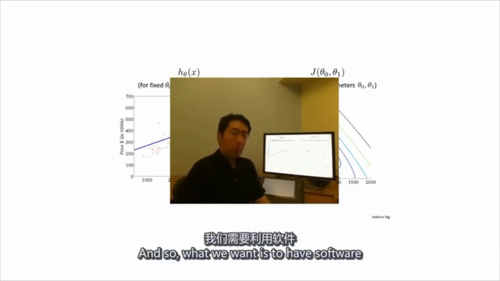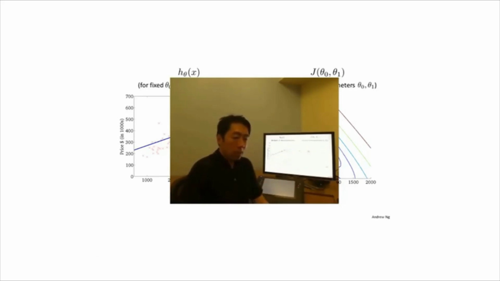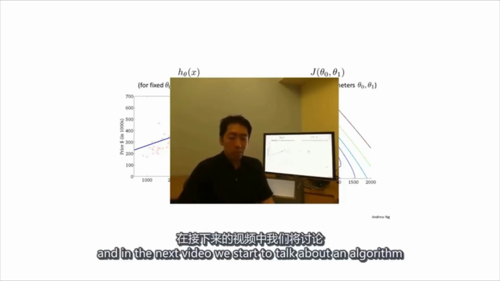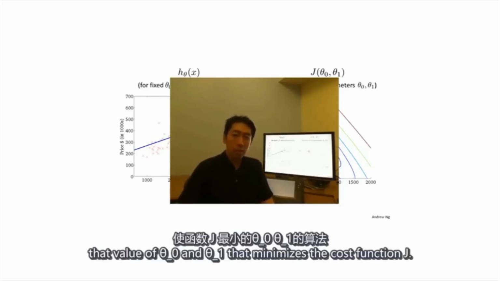And so what we want is software to find the value of theta 0, theta 1 that minimizes this function. In the next video, we'll start to talk about an algorithm for automatically finding the value of theta 0 and theta 1 that minimizes the cost function J.